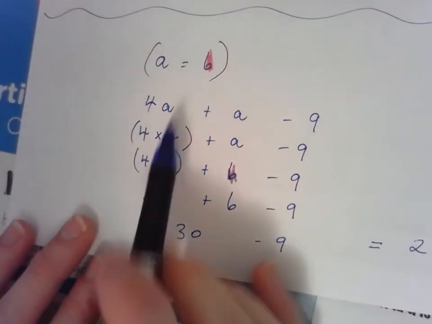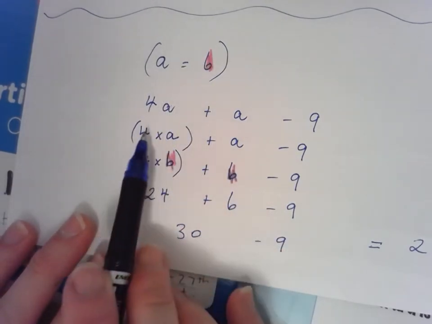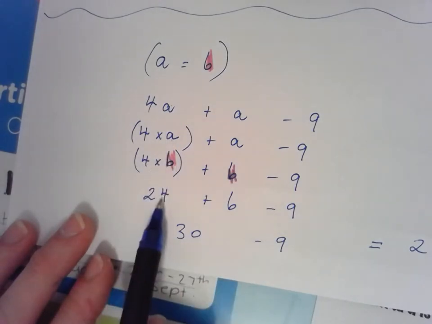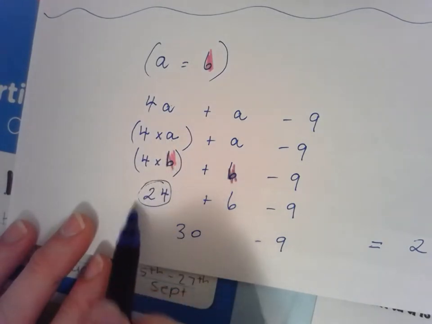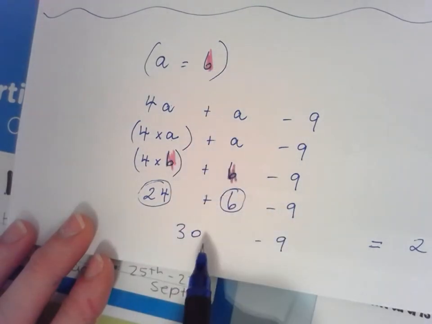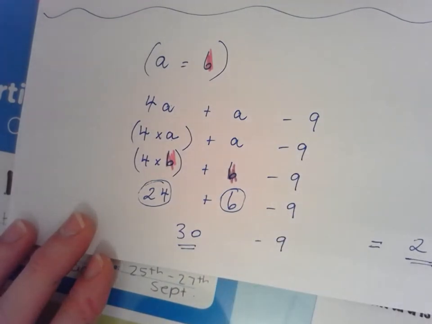Okay, so 4a, you don't just bring the 6 down and make it 46, it's 4 multiplied by a. So 4 multiplied by 6 gives us our 24, and we've slotted in the 6 there from our question. 30, take away 9, gives us 21.